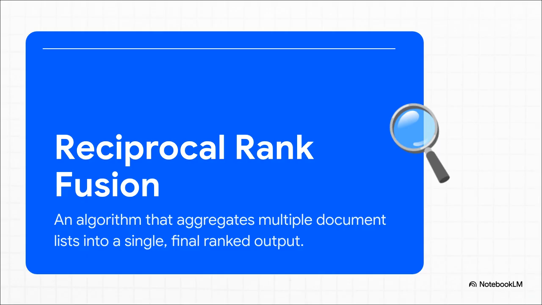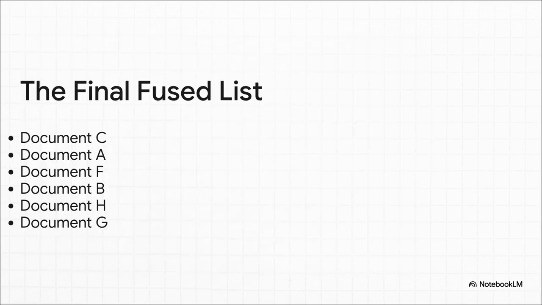It looks across all the different lists and gives every single document a score. And documents that show up a lot, especially the ones that are ranked highly in multiple lists, they get a much higher score. It's basically a system for finding the consensus among all those different search perspectives. And boom, here's the final product. After Reciprocal Rank Fusion does its thing, you get this: one clean, consolidated, and perfectly ranked list. You see how Document C and Document A shot straight to the top? That's because the algorithm recognized that they were the most consistently important results across all the different searches.